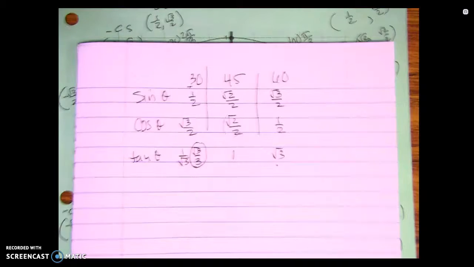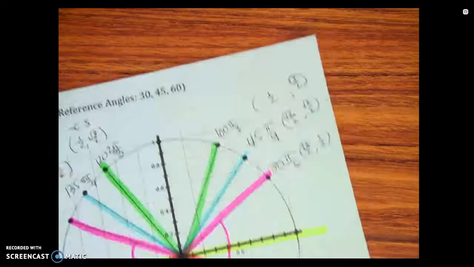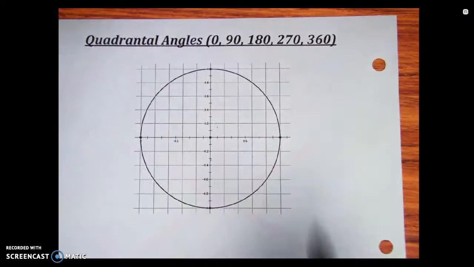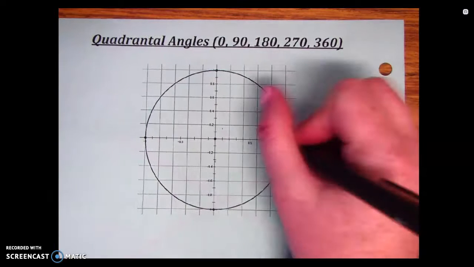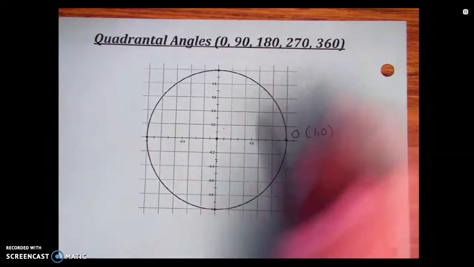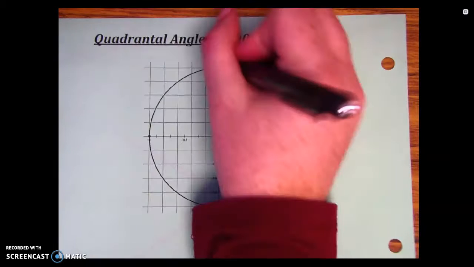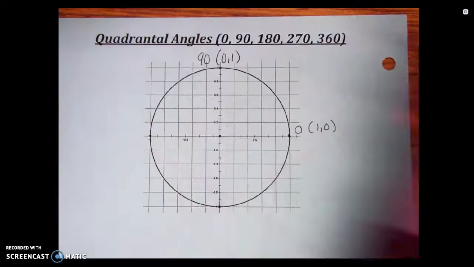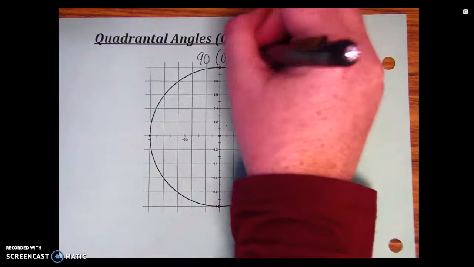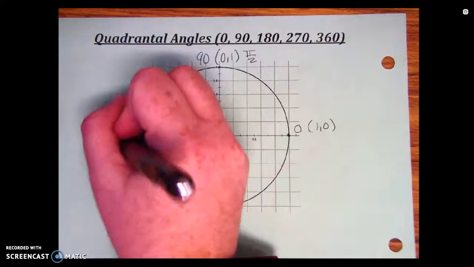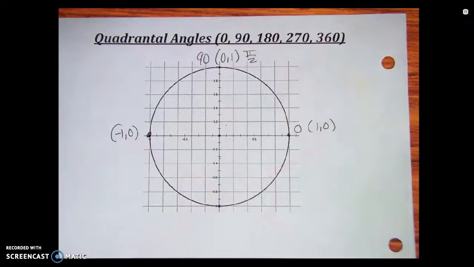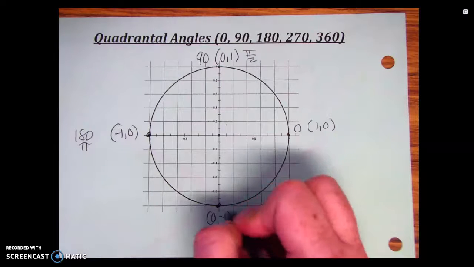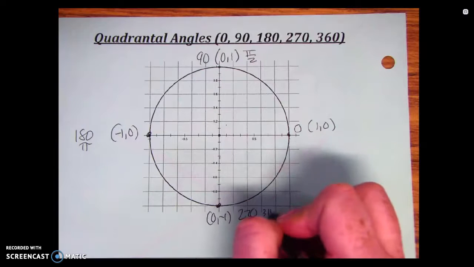The other sets that you have to have memorized are the quadrantal angles. When you are on your quadrantal angles, you're at 0 here, and that's the coordinates 1, 0. You go over 1, up 0. When you are at 90 degrees here, you are at the coordinates 0, 1, and 90 is pi over 2. When you are at 180, you went back 1, up 0. So this is 180, and this is pi. Here, you're at 0, negative 1, that's 270, and that's 3 pi over 2.